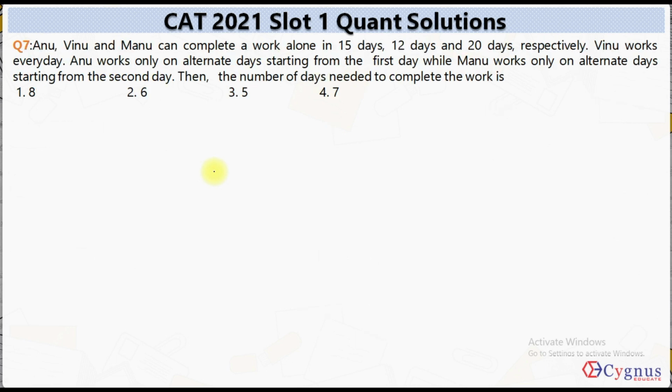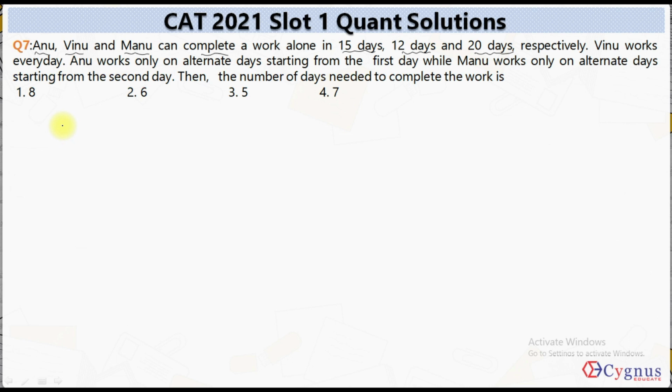Let's move on to the next one. Again, this is a question based on what? Time and work. Anu, Vinu and Manu can complete a work alone in 15 days, 12 days and 20 days respectively. Vinu works every day. Anu works only on the alternate days starting from the first day, while Manu works only on the alternate days starting from the second day. That means Anu and Manu will never work together.